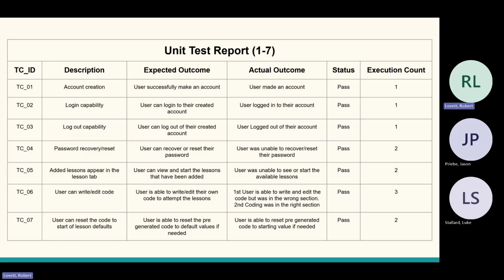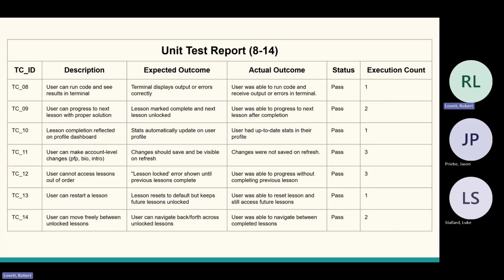6, it took 3 attempts. For the first attempt, the user was able to write and edit code, but it was in the wrong section. And after the second attempt, we got that moved over to the right section. For 7, that one took 2 attempts as well, because at first the user was unable to reset the pre-generated code to the starting value if needed.